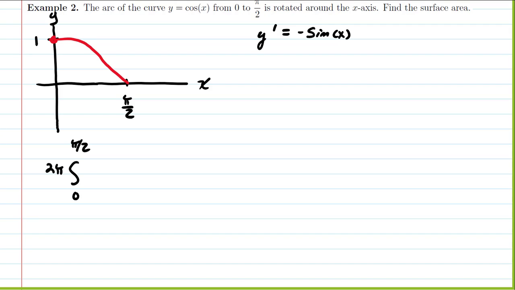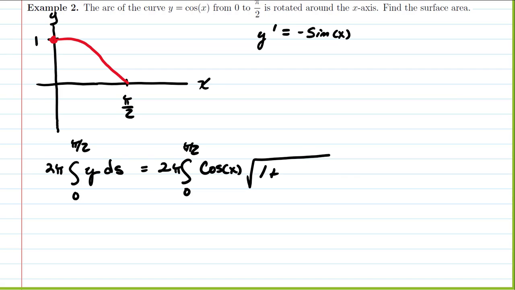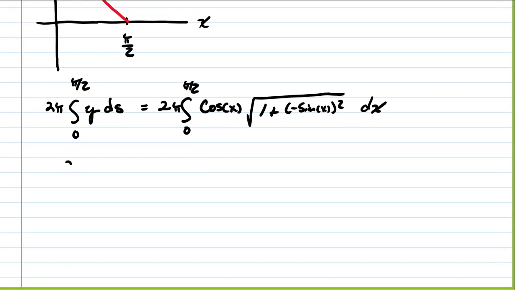So 2 pi y times ds is going to be 2 pi times the integral from 0 to pi over 2. Our y is cosine x. So cosine x times the square root of 1 plus negative sine x squared dx. So we simplify up a bit.